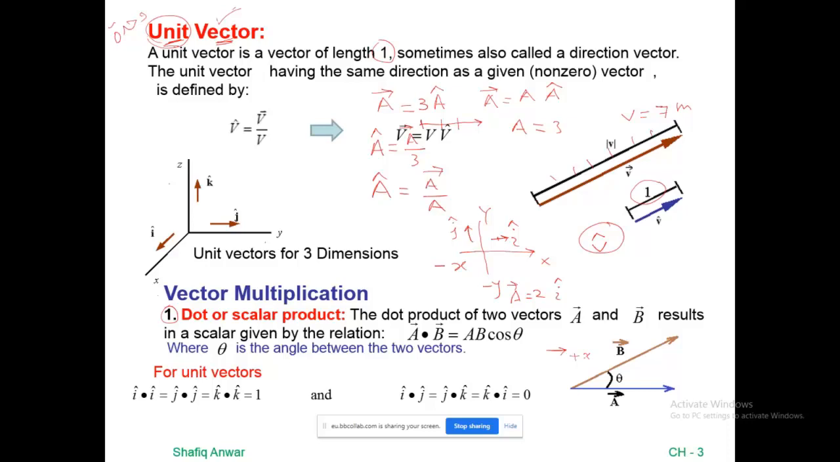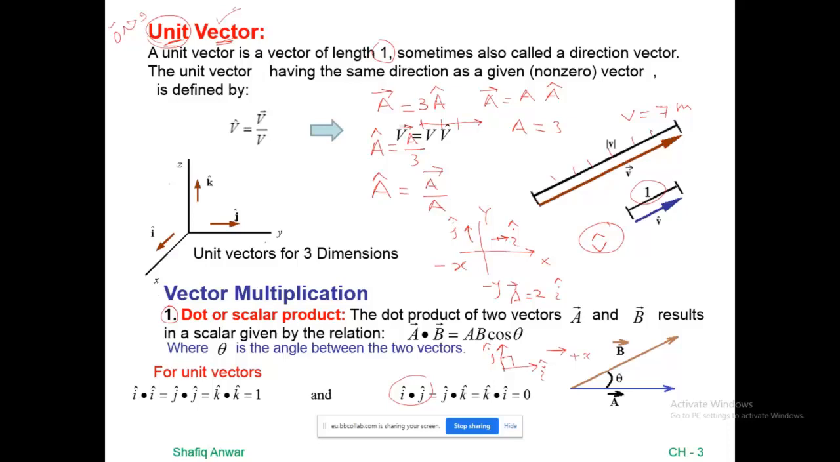Now you get the idea, sir. Now we use different i and j. You see, i is along positive x-axis and j is along positive y-axis. What is the angle between i and j? 90 degrees. And cosine 90, if you use the calculator, becomes equal to 0.